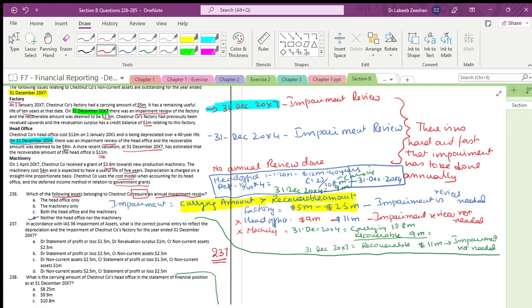What is the carrying amount? 5 million, for how many years? It is for 10 years. On 1st January, the carrying amount is 5 million, and the remaining useful life is 10 years. On 31st December, there was an impairment review. The recoverable amount is 2.5. Just remember, that's very important: they are having 3 different questions, one for the factory.